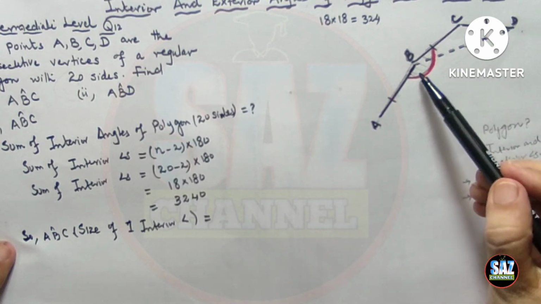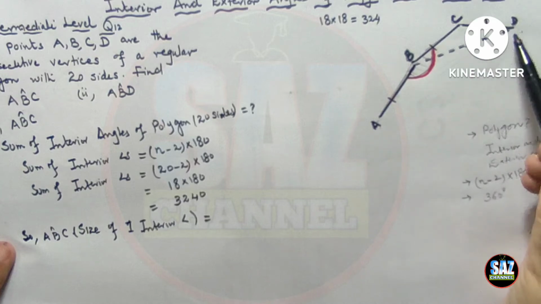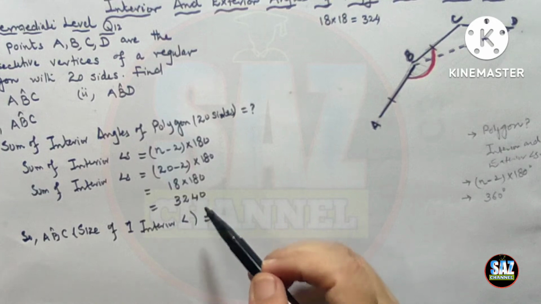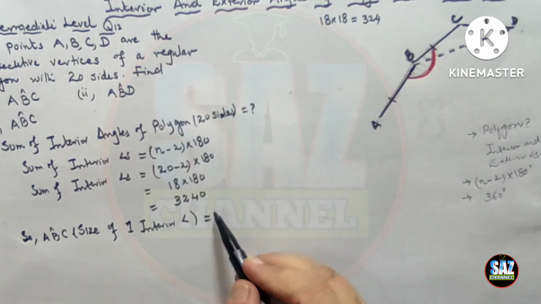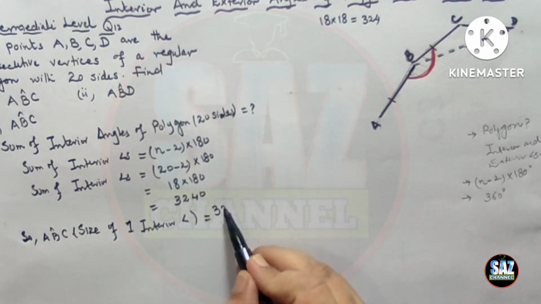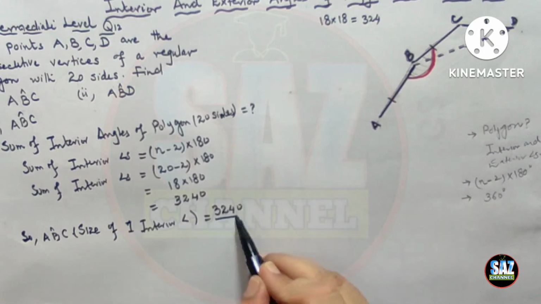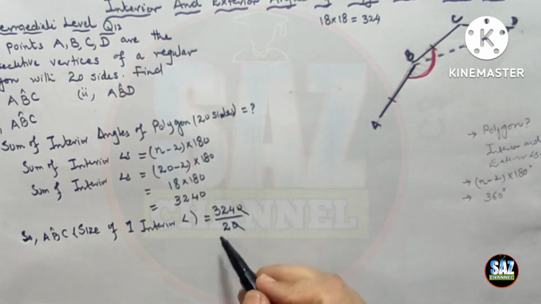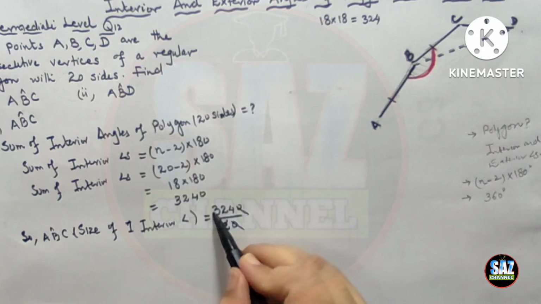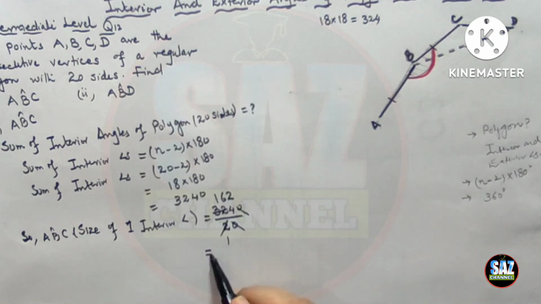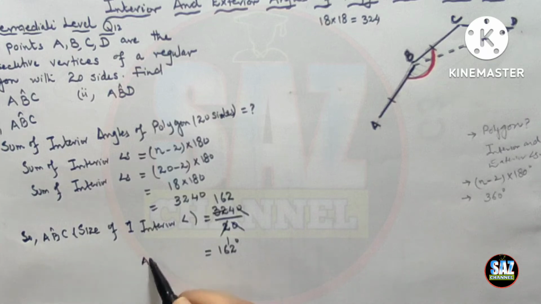Suppose one interior angle is at this place, another interior angle at this place, and we have 20 interior angles, and their sum is 3240. We want to find the size of one interior angle. That will be equal to the sum, 3240, divided by the number of sides, which is 20. Cancelling, 2 ones are 2, 2 sixes are 12, and 2 twos are 4, this gives me 162 degrees, angle ABC is 162 degrees.